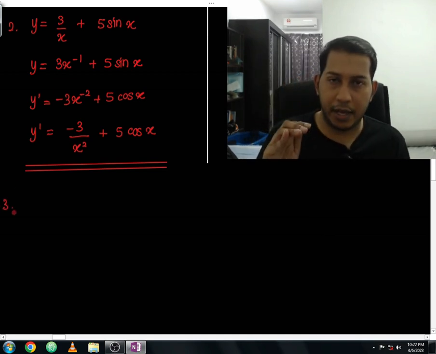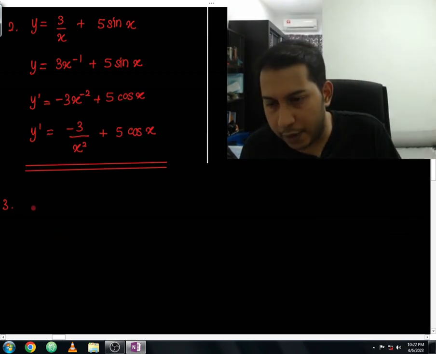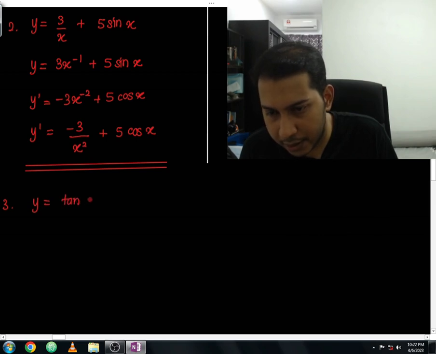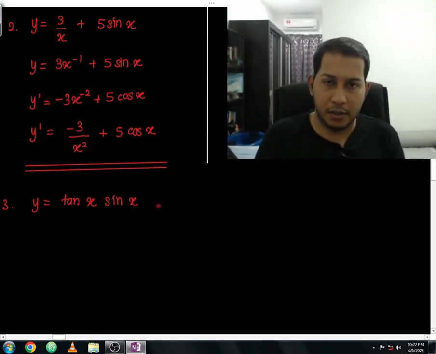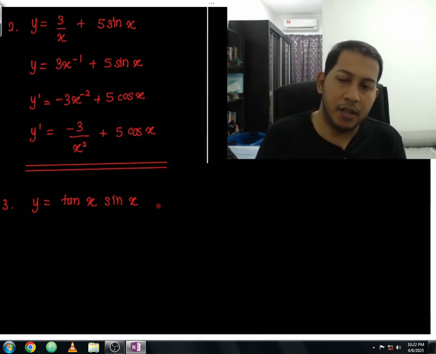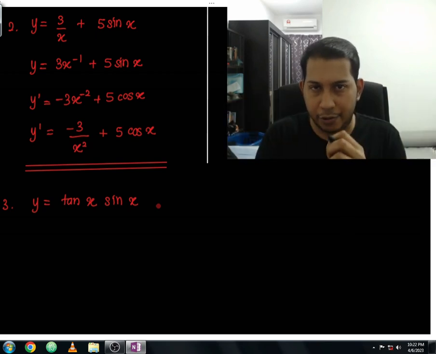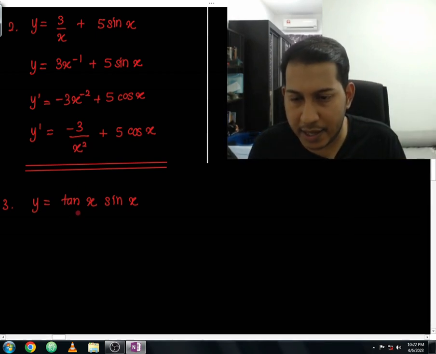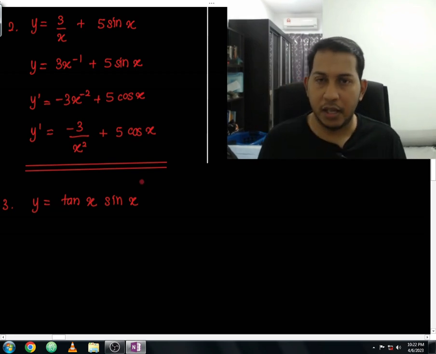Okay, for the next example, let's say a question gives you, for example, y is equal to tangent x sin x. Okay, so now getting a bit tricky but still can solve. Now you have two trigonometric functions being multiplied together, which in this case are tangent x and sin x. So let us perform the derivative.